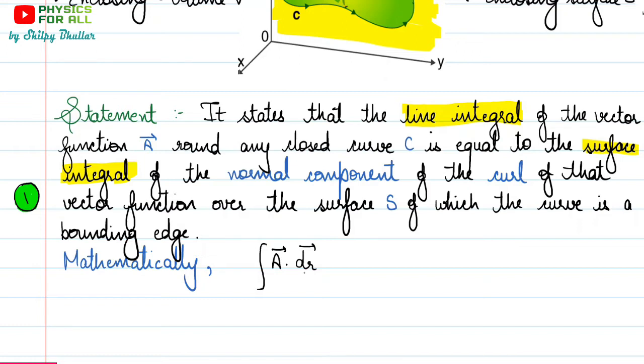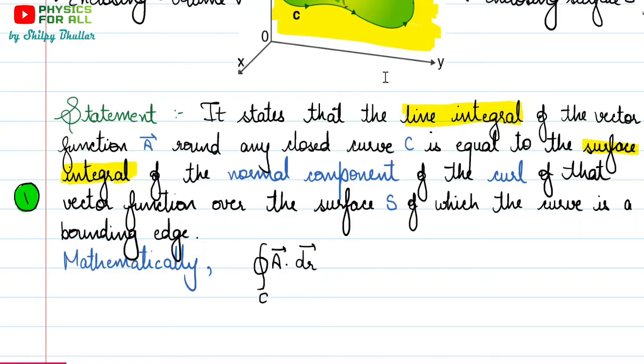So A dot dr round any closed curve C. It's written round any closed curve C, so it's a closed curve. How do we represent a closed curve? Anything which is closed, we represent it with a circle. And to actually denote which curve or which surface we are talking of, we always mention the name. Here the curve considered is C, so we have written C here.